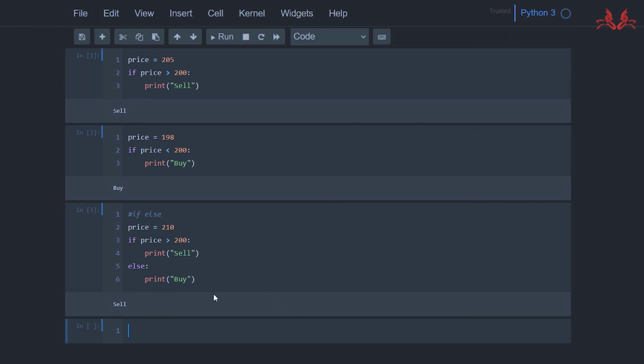And in another way, we change the price to 195 and execute it again. Yeah, it is buy. Alright, it is very simple, right? Today we have talked about the structure of flow control if-else.